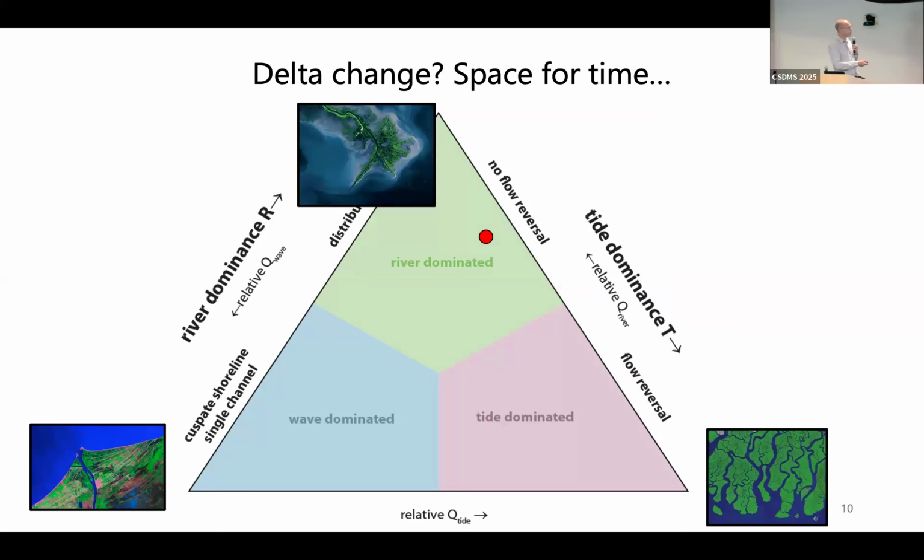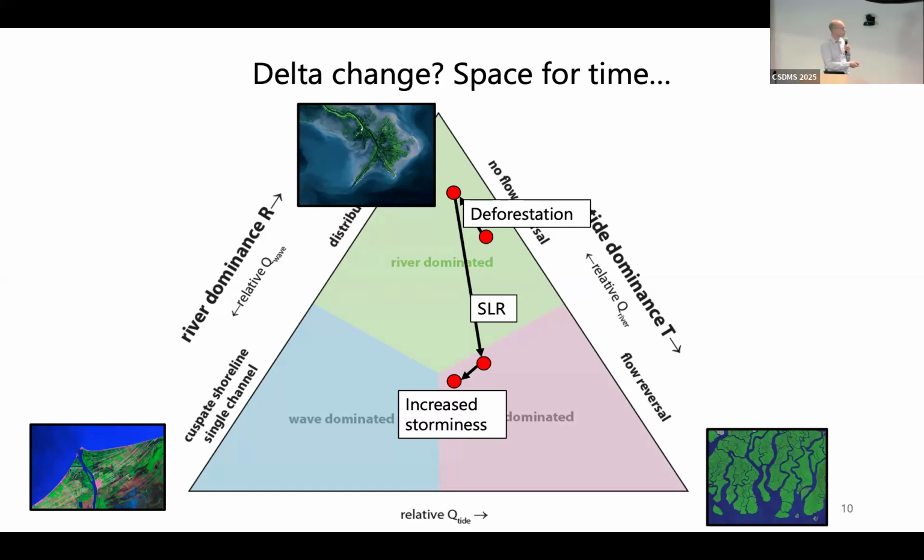And again, in this framework, you can also do space for time, right? You can plot this, and if there's a delta here, and you say, well, this delta perhaps is affected by deforestation and increased sediment fluxes, we would then anticipate an increase in river dominance over time. Perhaps this delta is forced by sea level rise that increases the tidal prism and makes the delta more tide dominated, perhaps now affected by flow reversal at the river mouth. There's an increase in storminess, for example, that would push the delta to this wave dominated corner. And if all of those things happen at the same time, perhaps this delta change is really an integration of all of these three different factors.